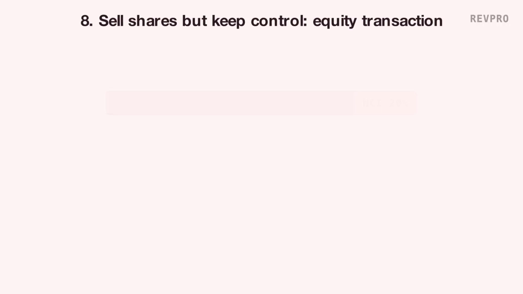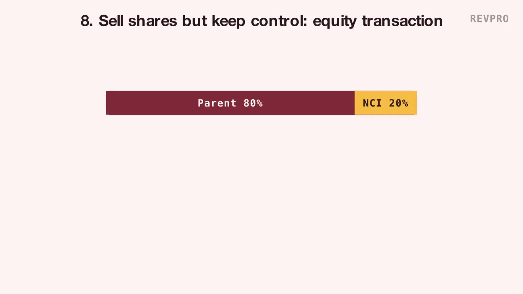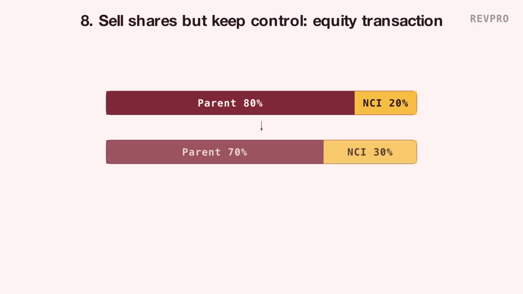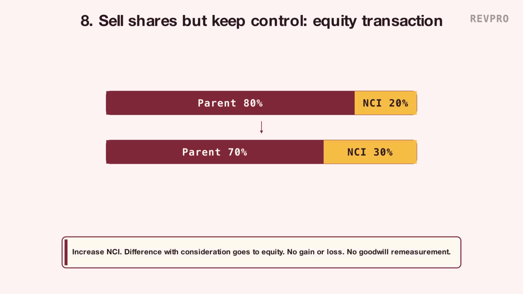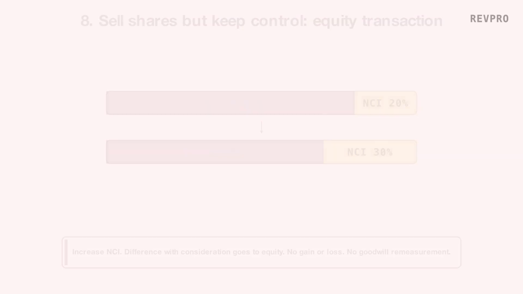Eighth, parent sells shares but keeps control. If control is retained, this is not a disposal in consolidated profit or loss. It is an equity transaction with owners. Increase NCI for the share effectively sold to NCI. The difference between the consideration received and the increase in NCI goes to equity. No gain or loss. No goodwill remeasurement. If full goodwill is used, NCI carrying amount includes NCI's share of goodwill. If proportionate goodwill is used, it does not.